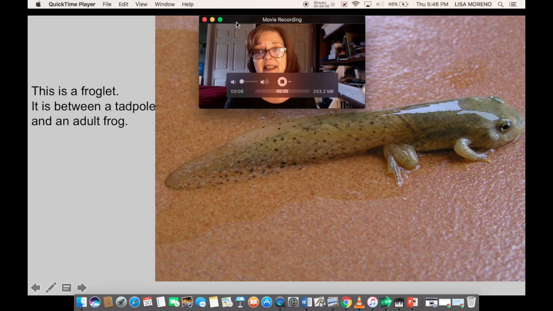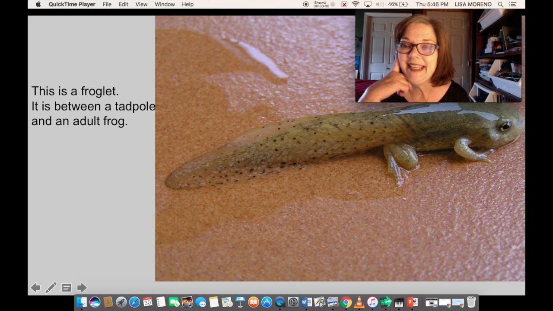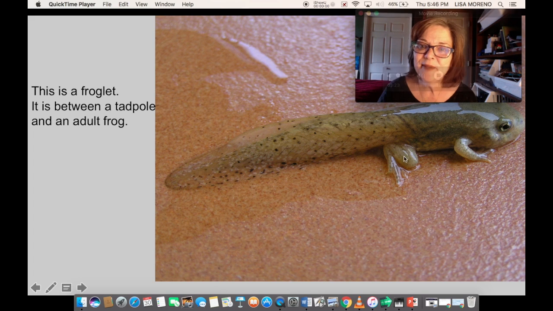And this is what a froglet looks like. You can see it still has a tail like a tadpole, but it has grown arms and legs. Actually, I guess they're all legs. They're not arms. And those back legs become very muscular, and that's what helps them jump so far.